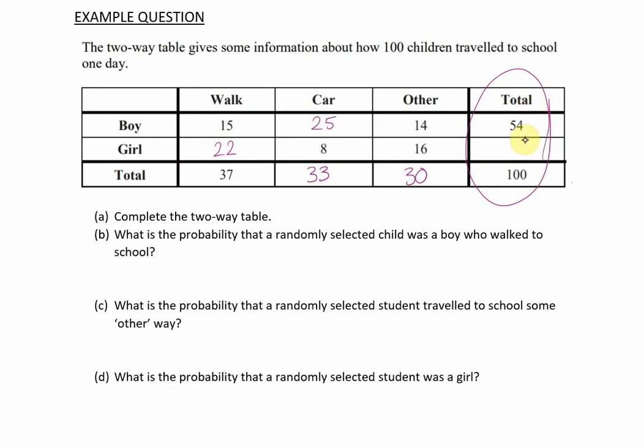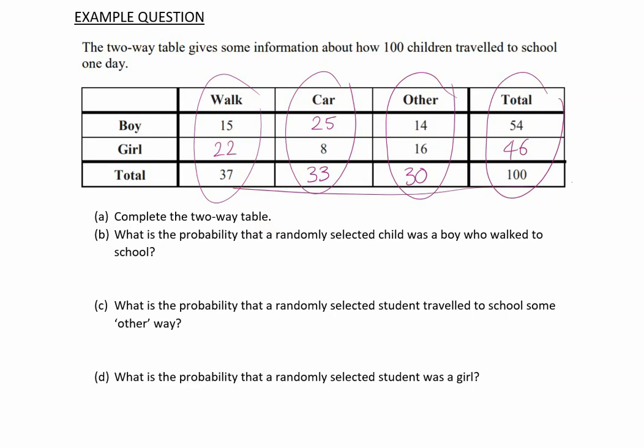So altogether, there are 100 children, 54 boys total. And so if we do 100 and we take away the 54 boys, we are left with 46 female students or 46 girls. And so we filled in the entire two-way table. And when we add together each column, we should get the totals in the bottom of the column down here. And when we add together each row, we should get the totals over here. 15 boys walking, 25 boys by car, and 14 other gives us 54. And the same when we add up all the girls and their modes of transport, we should get 46.